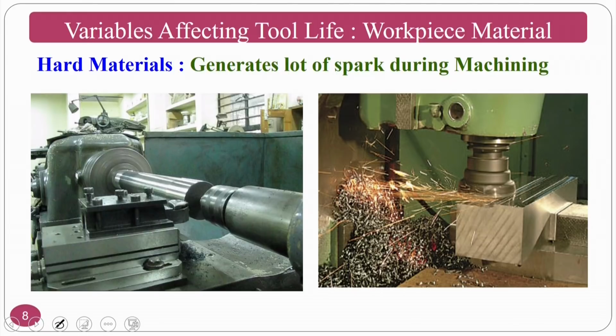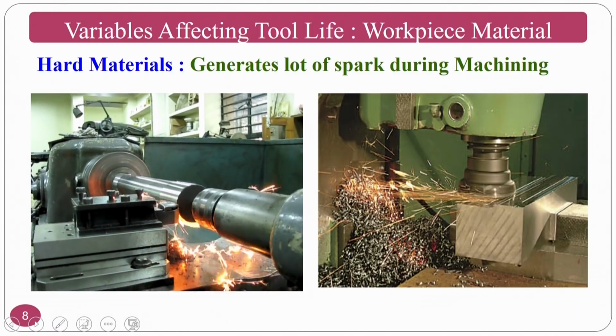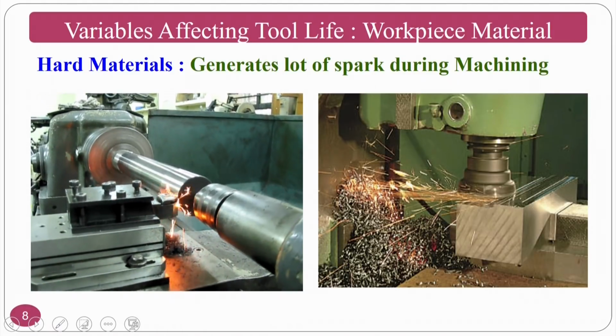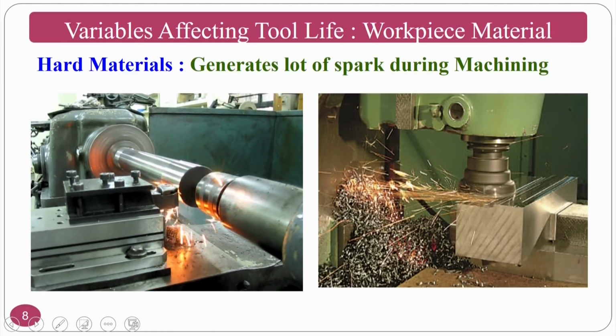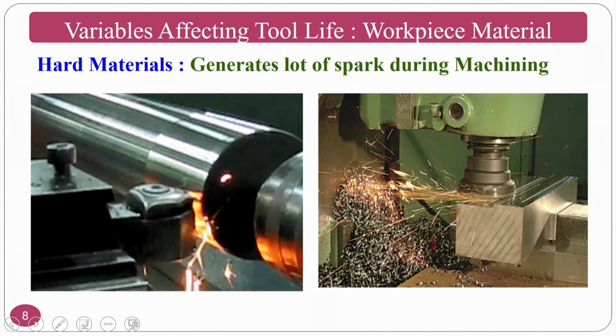Okay, so another material category is hard materials. Some of the brittle materials are also called hard materials. But what I mean to say is, if you see hard materials, whenever you try to machine them, a lot of sparks will come. Sparks, you may say, look like a fire that you can see in the video.